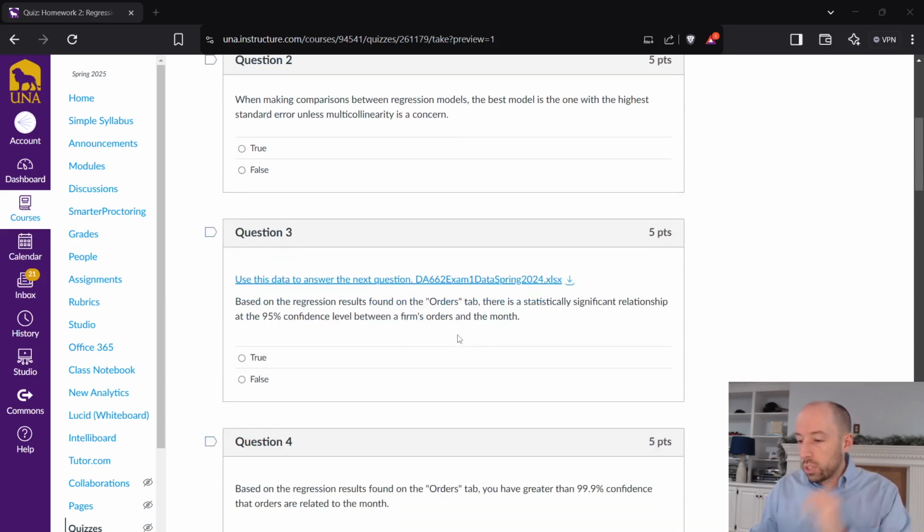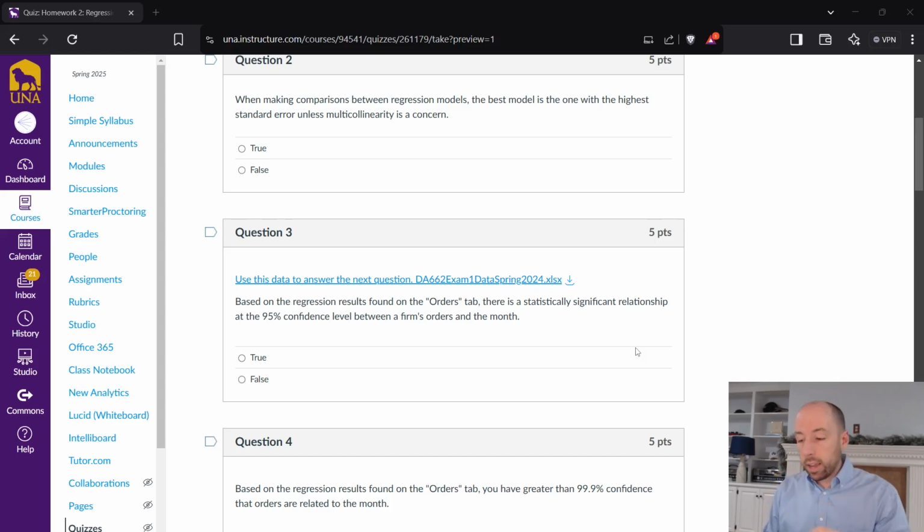Question 3. Use this data to answer the next question. Click the data, look at what's going on in each of these tabs, and you'll see different business case stories. Please do not try to answer these questions without looking at the data. Based on the regression results found on the Orders tab, there is a statistically significant relationship at the 95% confidence level between a firm's orders and the month.